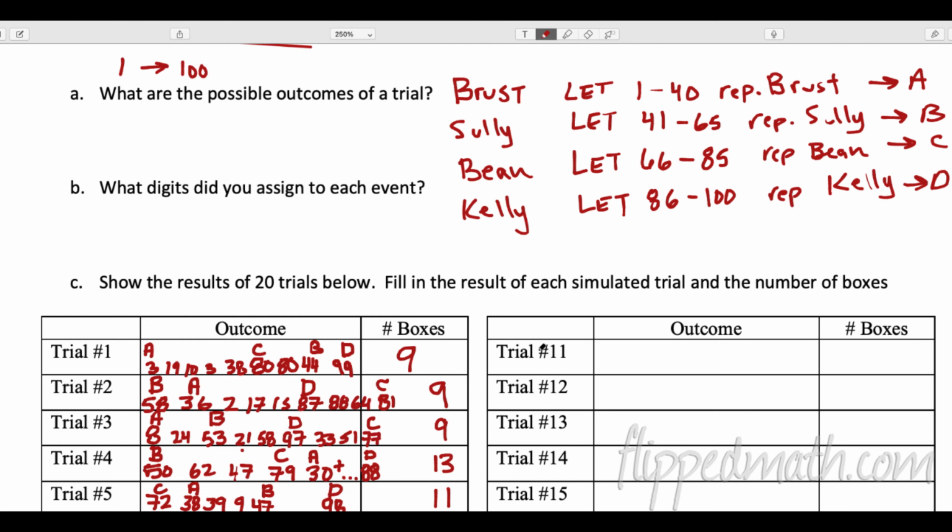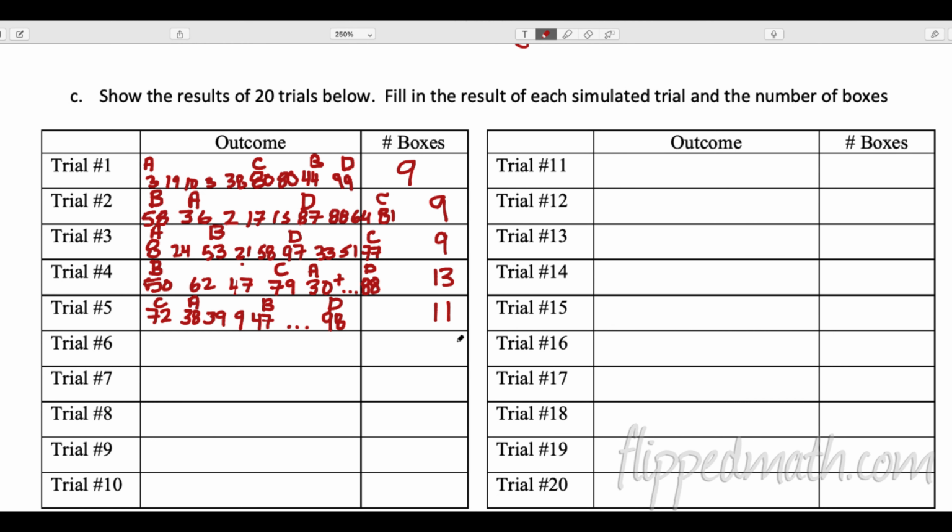So that one did it in 6. So I'm going to go through and complete the table. I'm not going to fill in the trial part. They're going to be a little bit different for everybody at this point.